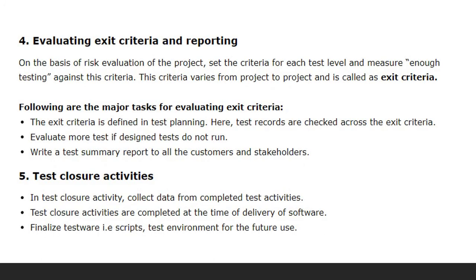Then after performing all these activities, we have the exit criteria and reporting. We have already set the exit criteria. Here the test records are checked against it, that means कि जो भी हमने टेस्ट किए होंगे उनको हम एग्जिट क्राइटेरिया के साथ चेक करेंगे. फिर इफ़ वी नीड टू डू मोर टेस्ट देन वी डू मोर टेस्ट, उसके ऊपर हम एक समरी लिखेंगे. और then we have the test closure activities. That means we check the final results, then we write the script for future use.